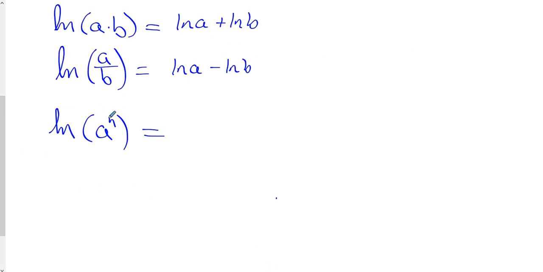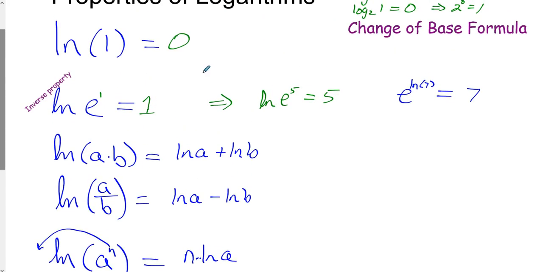You might remember this one. I always like to do my little Power Rangers dance here and say, power down, Power Rangers. With logarithms, if you're taking the natural log of something to an exponent, that exponent can come down. So this is n times the natural log of a.